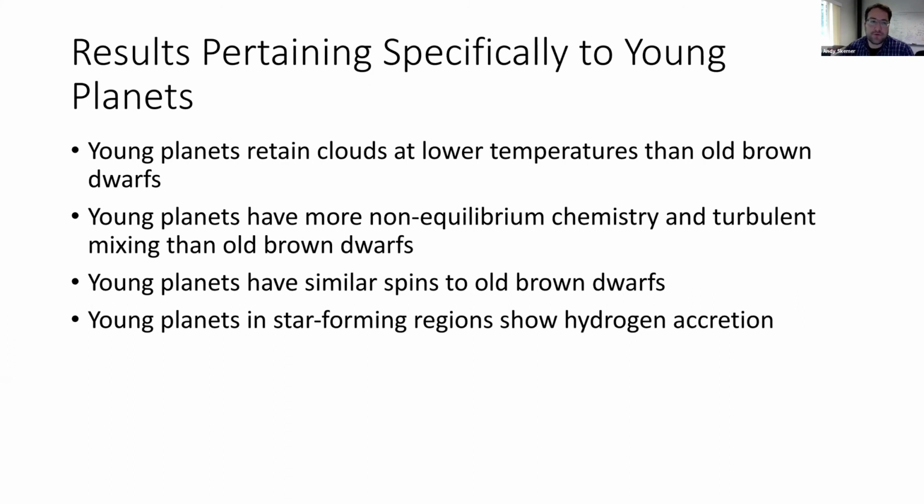In terms of results that specifically pertain to young stars and young planets: young planets appear to retain their clouds at lower temperatures than brown dwarfs. Young planets appear to have more non-equilibrium chemistry and turbulent mixing than older brown dwarfs. The young planets seem to have similar spin to old brown dwarfs, although that plot didn't go out to very old brown dwarfs. And in star-forming regions, we've seen young planets that show mass accretion via H alpha.